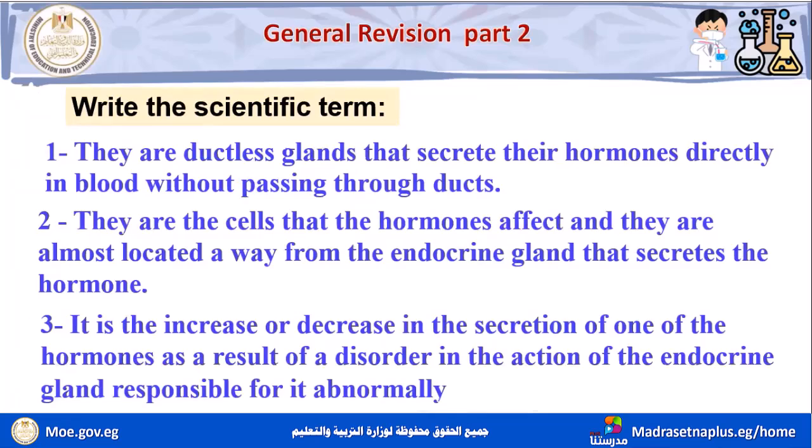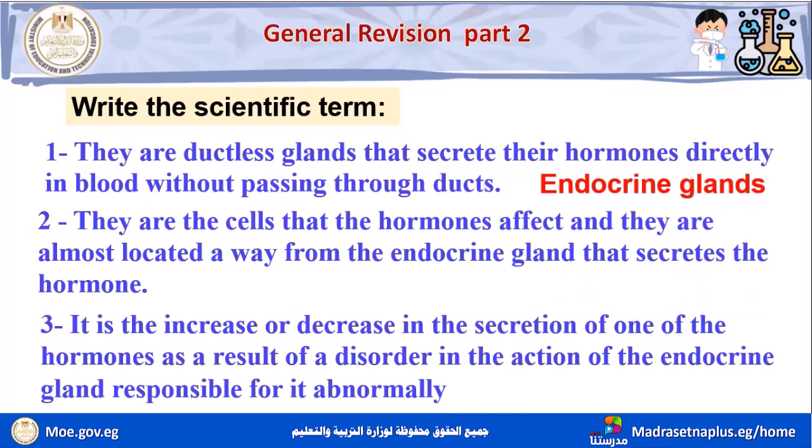Another question, write the scientific term. Question number 1. They are ductless glands that secrete their hormones directly in blood without passing through ducts. Endocrine glands.